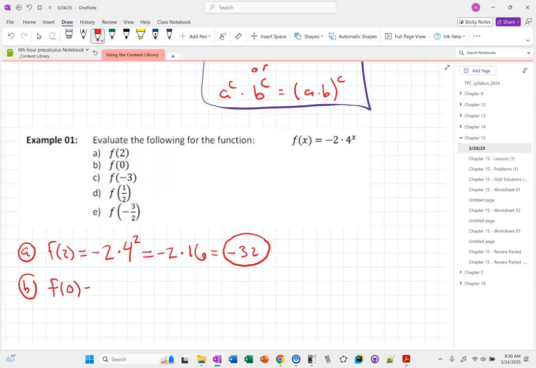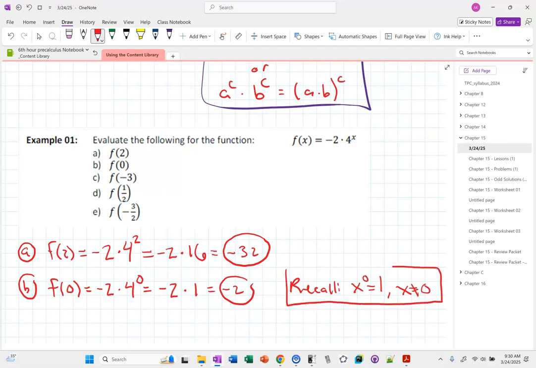Then we'll do f of 0. So just like before, I'm going to plug 0 in for x. Remind me, what is 4 to the 0 going to be then? 1. Yeah. So recall, any number other than 0 to the 0 power is 1. 0 to the 0 is, well, for your purposes, we'll say it's undefined. It's actually worse than undefined. It's called indeterminate.